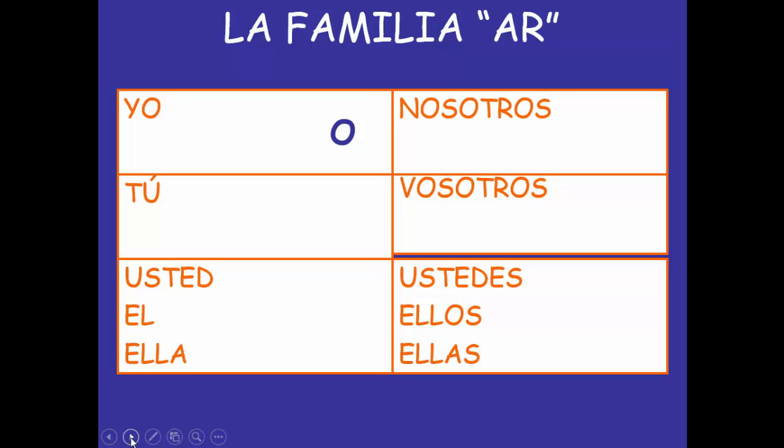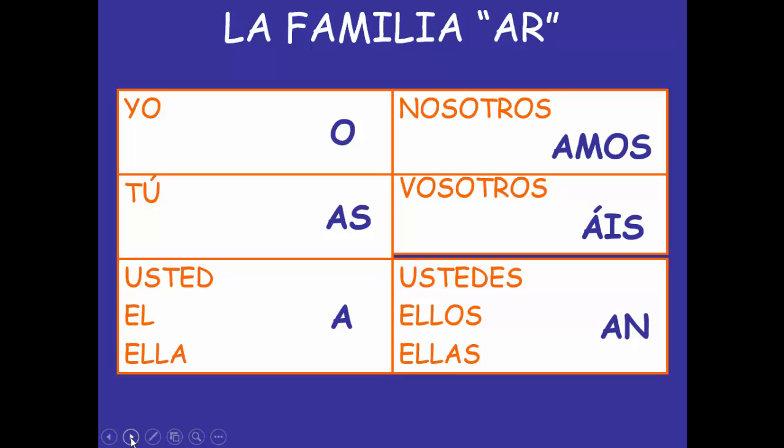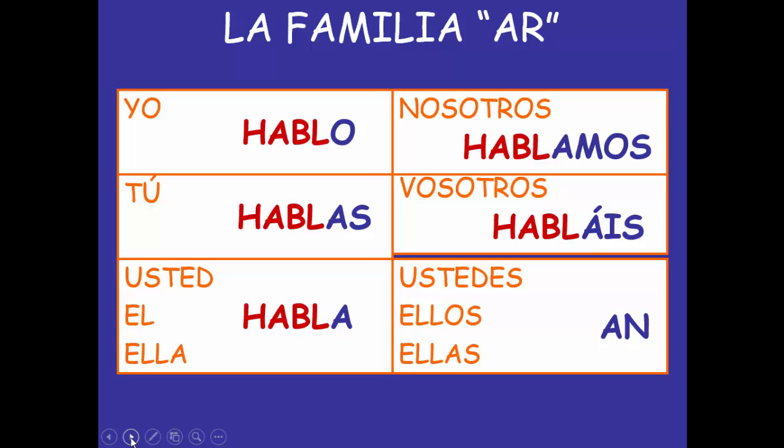So the yo form, as you surely remember, always ends in O. Tú, as. Él, ella, usted, a. Nosotros, amos. There's vosotros if you want it. Ustedes, an. So we have hablo, hablas, habla, hablamos, habláis, and hablan. The way you form these is you just drop that AR ending, the ending part of the verb, leave the stem, and attach the appropriate endings to give your meaning.